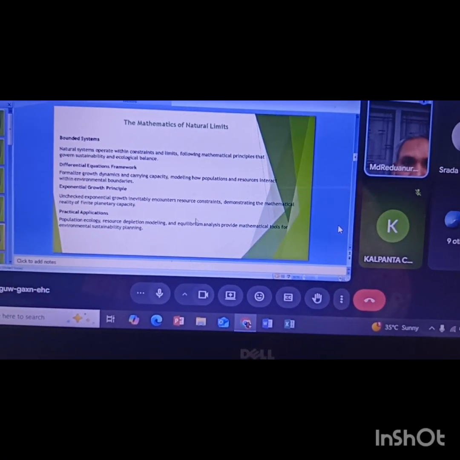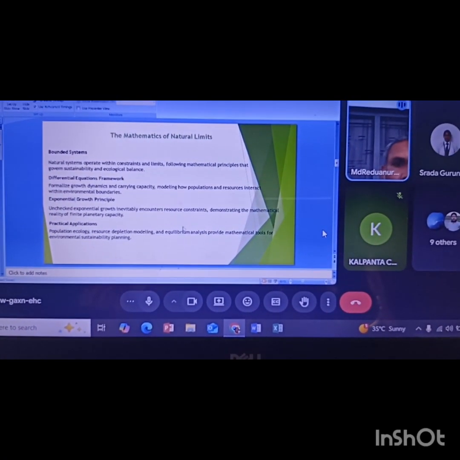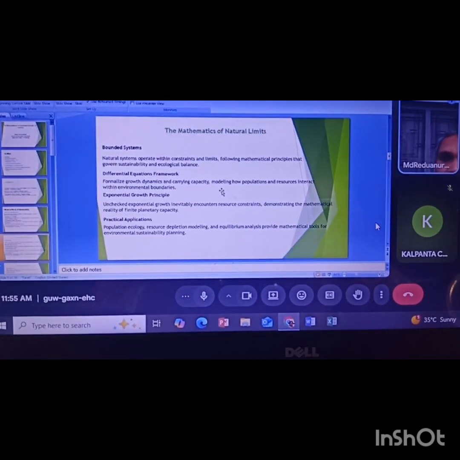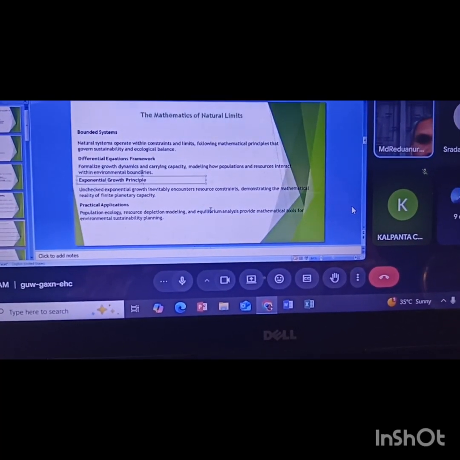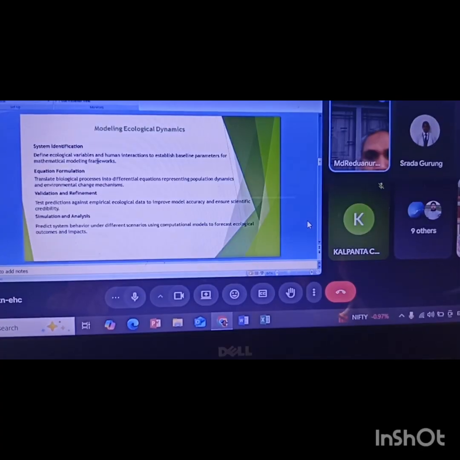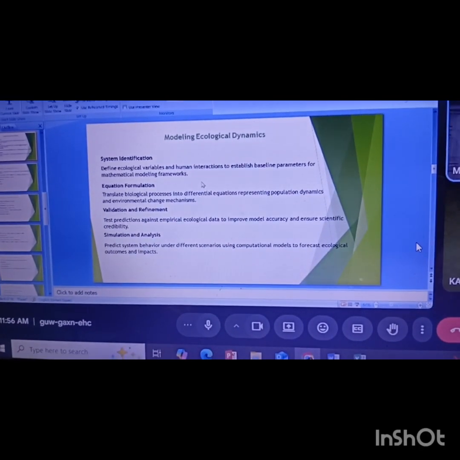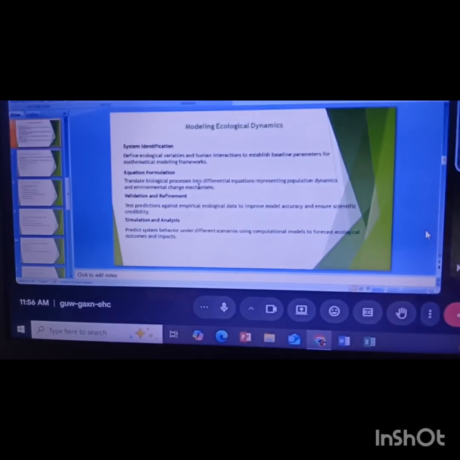Following mathematical principles, sustainability and ecological balance are achieved. Differential equations are formed for modeling, and equilibrium analysis provides a mathematical basis for sustainability planning. Various system and ecological variables, like the predator, are included to improve model accuracy and ensure credibility. Simulation is done to predict the system behavior under different scenarios using computational models.